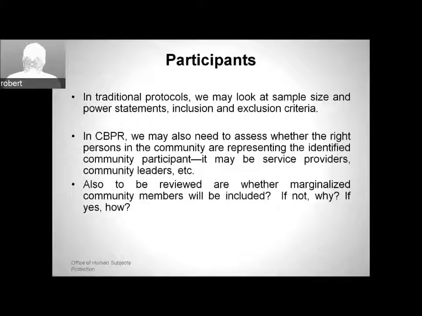In traditional protocols, we may look at sample size and power statements, inclusion and exclusion criteria. However, when we're looking at community-based CBPR, we may also need to assess whether the right persons in the community are representing the identified community participant. It may be service providers, community leaders, additional people who are really identified with that particular group. Also to be reviewed is whether marginalized community members will be included, and if not, why not, and if yes, how?